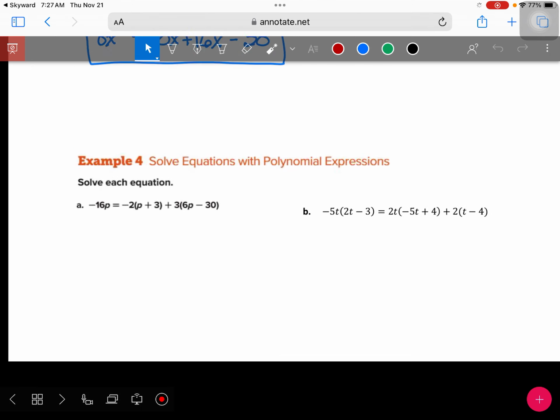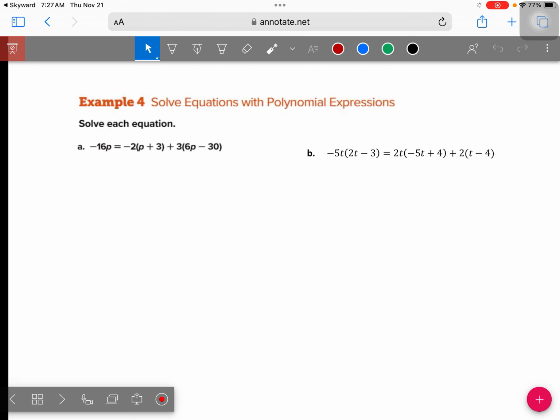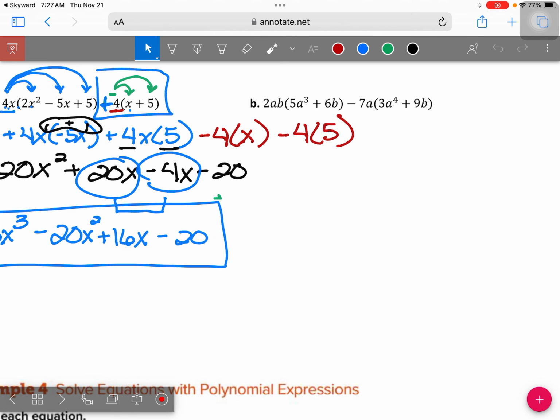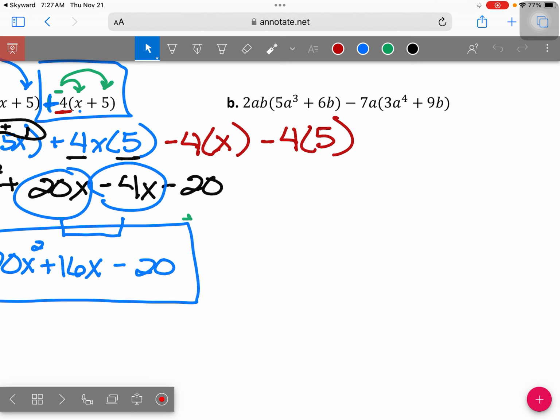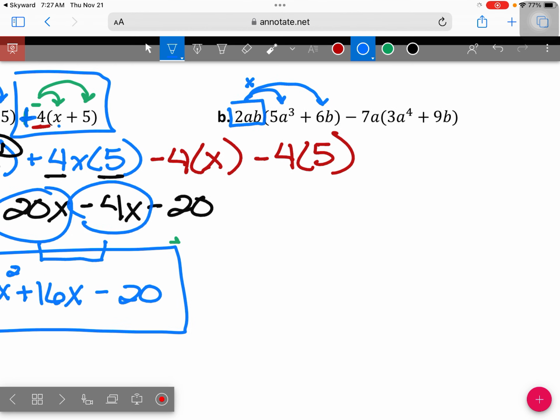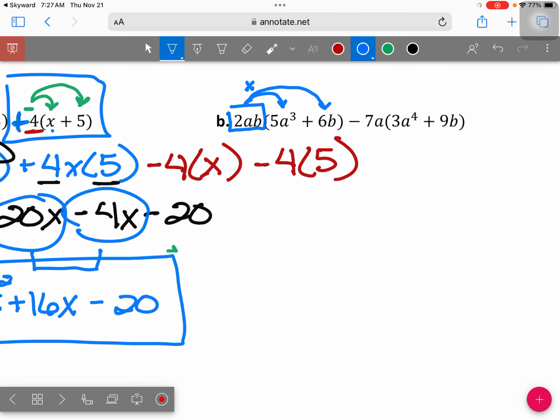I'm going to start with example number 4. I'm not going to do the one up at the top. I think we got enough of those. So if I can have your attention up here for just a minute. If I were to do this, okay, I would distribute this 2AB by multiplying with everything on the inside. This subtraction would not be subtraction then.